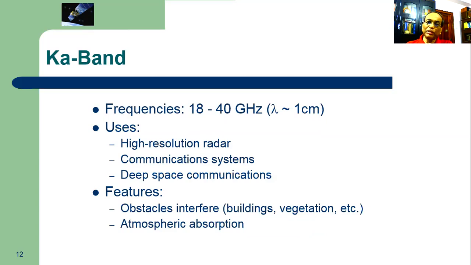Ka band 18 to 40 gigahertz, lambda is almost 1 centimeter. This is used for high resolution radar applications, communication systems, deep space communication, mostly used by the space research.